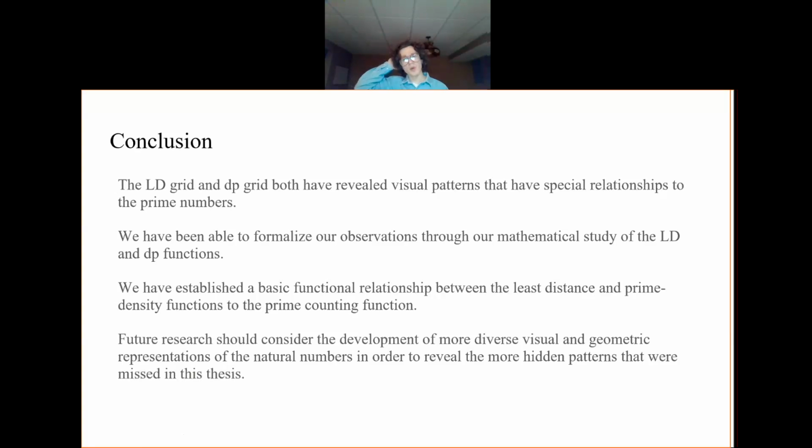It's unclear at this point whether or not these grids, the LD and the DP grid, or these functions have any application to the study of the prime numbers, or what that application might be. But future research should consider the development of more diverse visual and geometric representations of the natural numbers in order to reveal the more hidden patterns that were missed in this thesis.